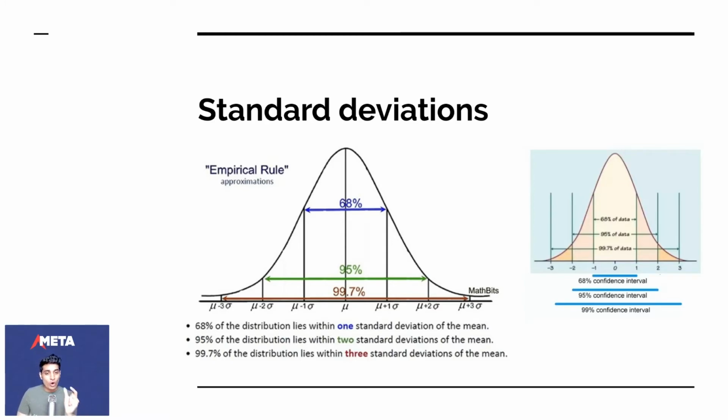And if you look at both the left side and the right side together, these are called confidence intervals. So you can see on the image on the right, there's a 68% confidence interval between -1 standard deviation and 1 standard deviation. There's a 95% confidence interval between -2 standard deviations and 2 standard deviations. And there's a 99% confidence interval between -3 and 3 standard deviations, right?